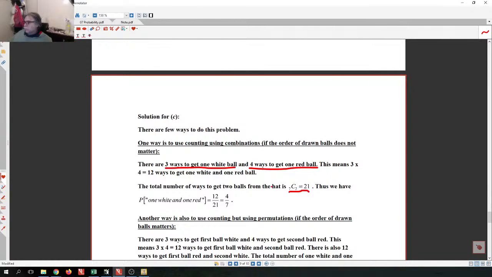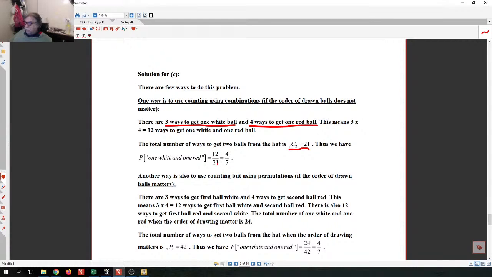Okay? So it's 12 out of 21, which after reducing, dividing up and down by 3, you get 4 out of 7. So that's a way by using combinations.